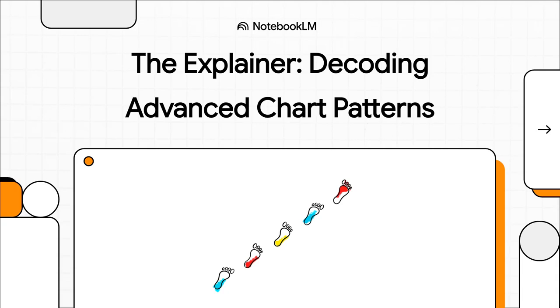Welcome to The Explainer. Today we're diving deep and decoding the kinds of sophisticated chart patterns that professional traders use to get a real edge in the markets. We're going to see what they see and hopefully understand how they do it.